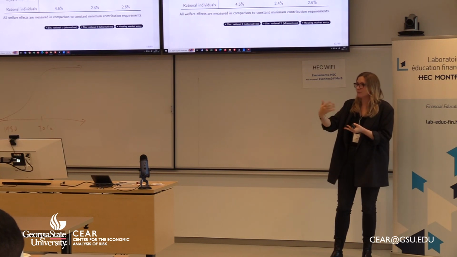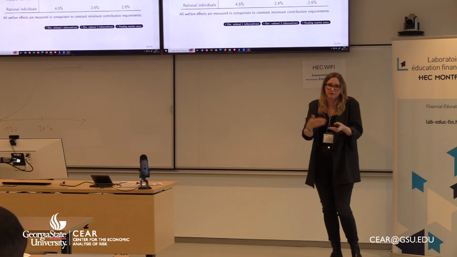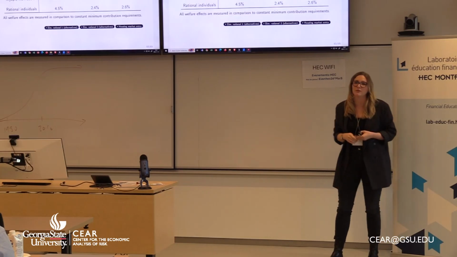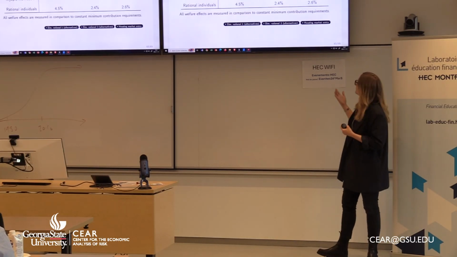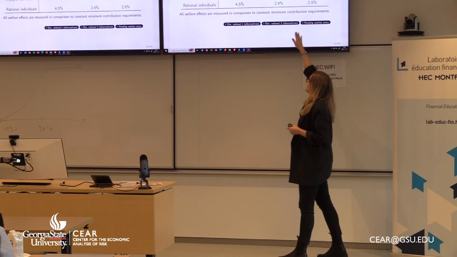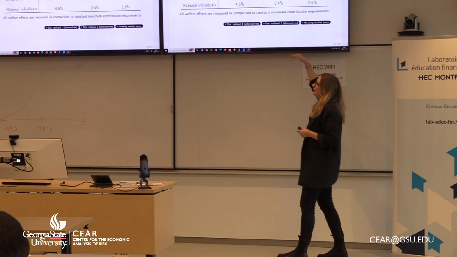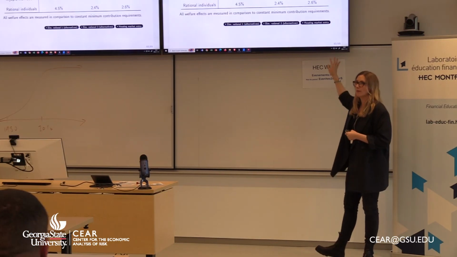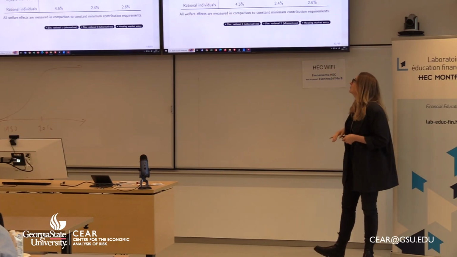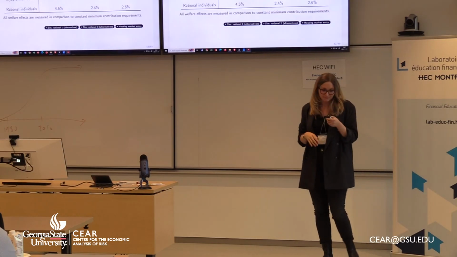Again, we still have to be aware we impose a constraint on a fully rational individual, so this reduces their expected present discounted lifetime utility. However, we see that we really alleviate the welfare burden of the constant minimum contributions by between 2.5 to 4.5%.